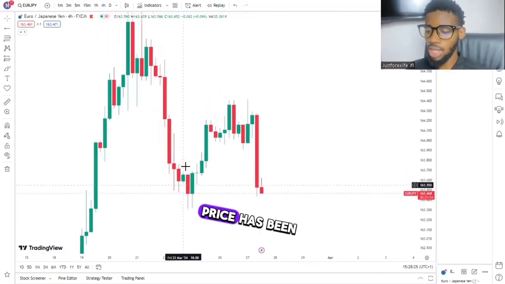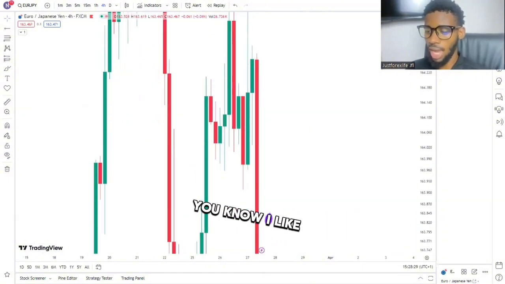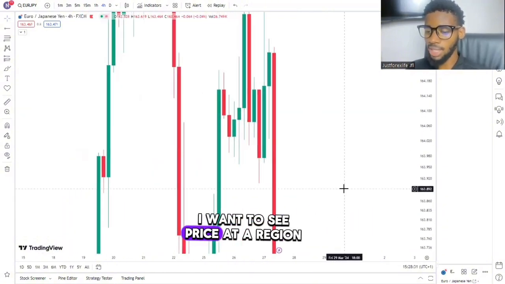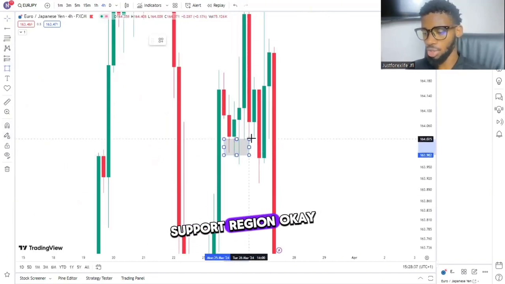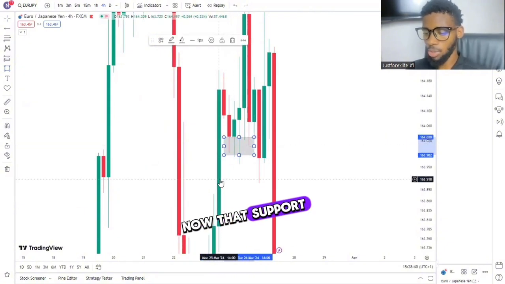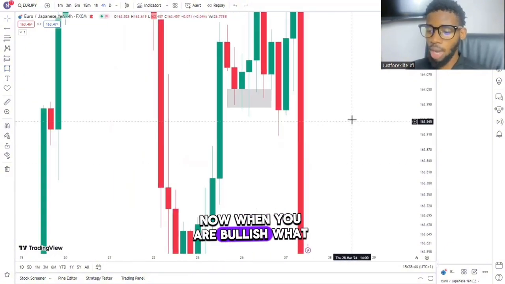Now you can see our price has been bullish. Price was bullish on Monday, and I was looking to take the trade on Tuesday. Now, I want to see price at a region where I know price would go up. I was looking at this support region. That support region made sense for me. Now, when you are bullish, what do you want to do?